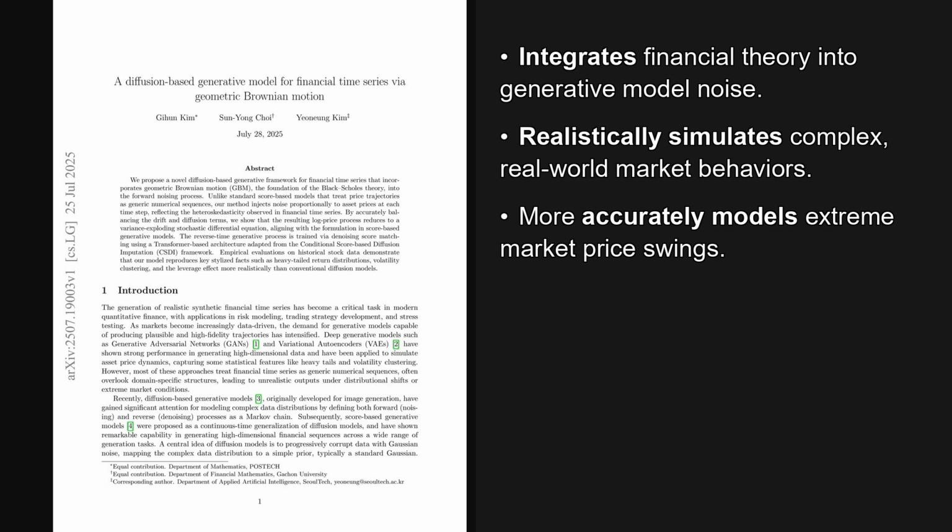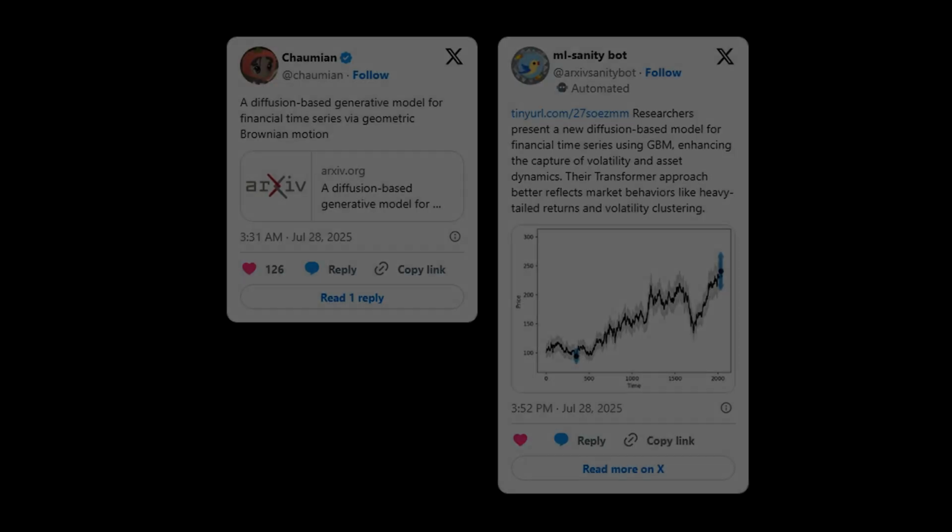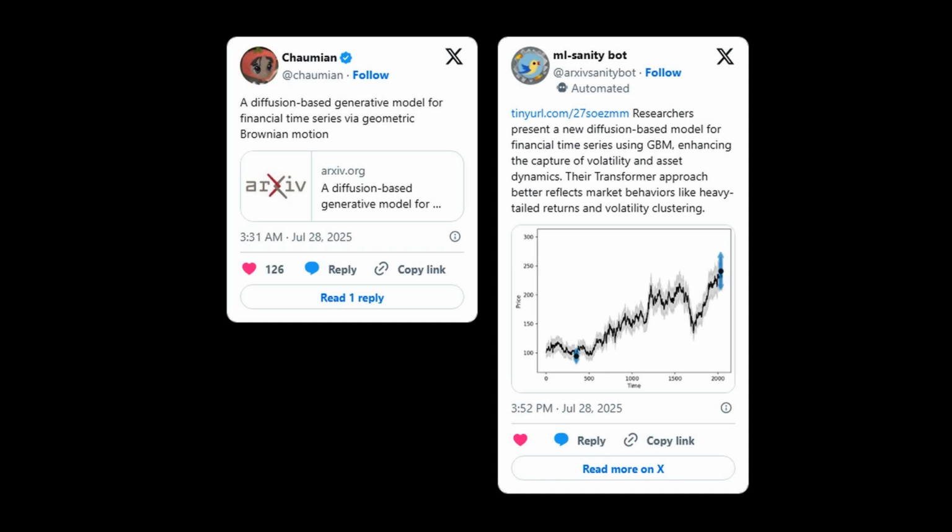The authors integrate a core concept from financial theory directly into their diffusion model to better capture market behavior. And looking at the reactions online, it's clear others are noticing the same thing. The community is really highlighting how integrating geometric Brownian motion helps the model better reflect market behaviors. Specifically, things like heavy-tailed returns and volatility clustering, which are notoriously difficult to simulate realistically. This approach seems to be a significant step forward.